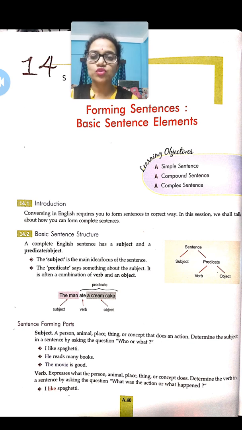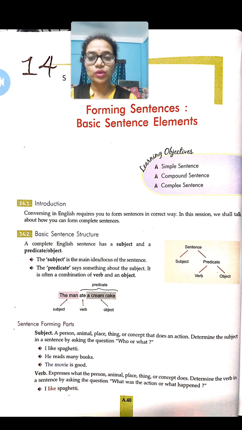Subject means what, students? Subject can be any noun, a person, an animal, a place, a thing, which is doing an action. He does an action. So that determines the subject. For example, he read many books. So what is the subject here? He. The movie is good. What is the subject here? The movie. Next, verb.